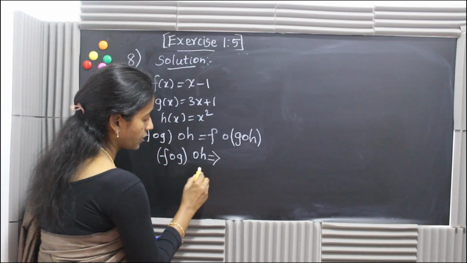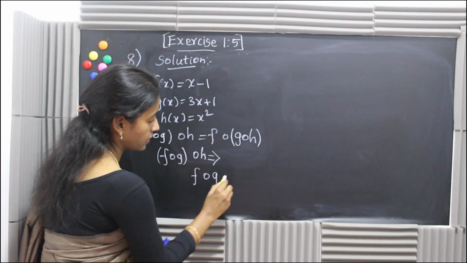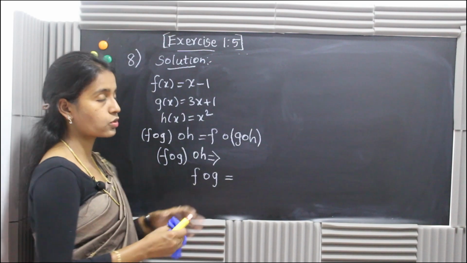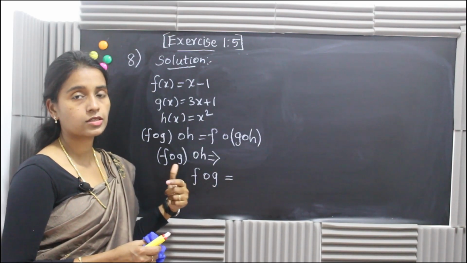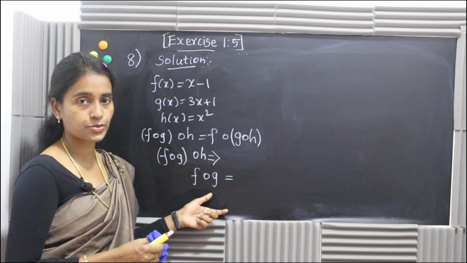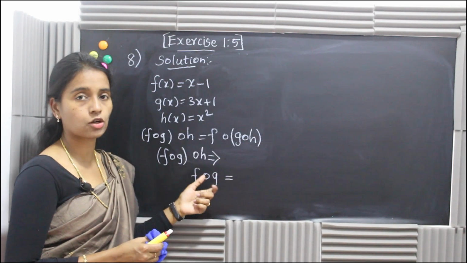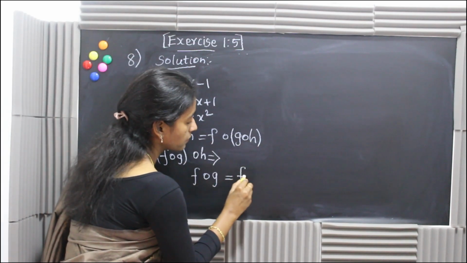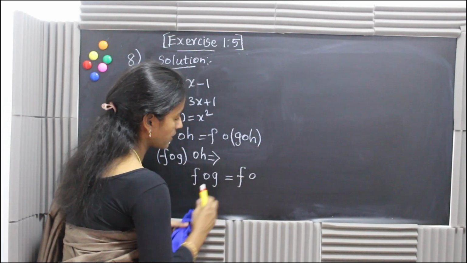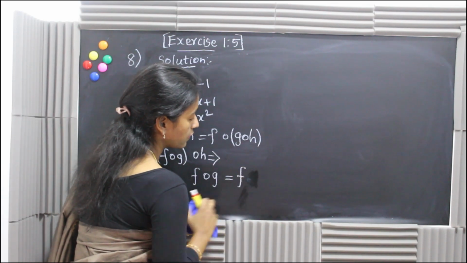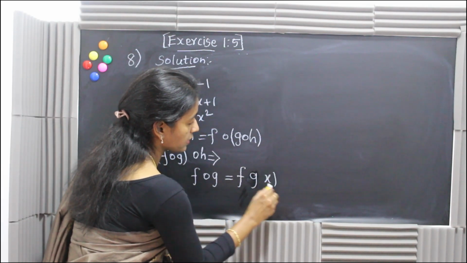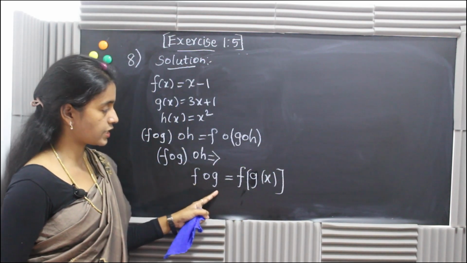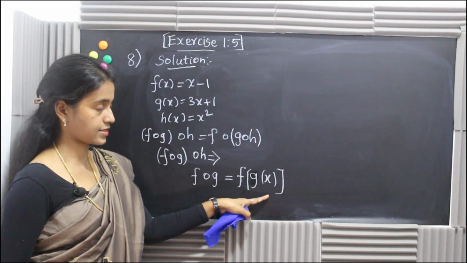So for that, f of g equals, how can we expand this according to the composition of functions? If you don't know what is composition of functions, do check out my video. The link is in the description. If you understand that concept, you can solve this problem easily. So now we can expand f of g as f of g of x.